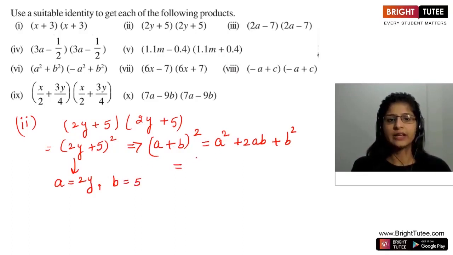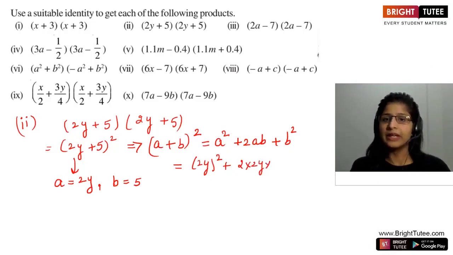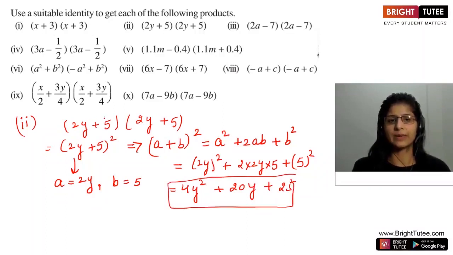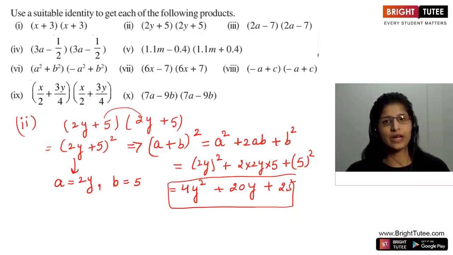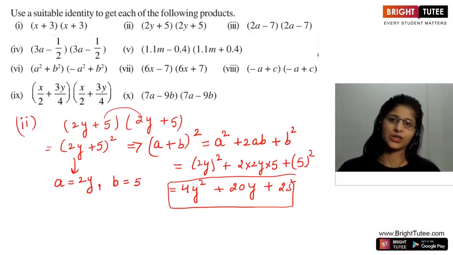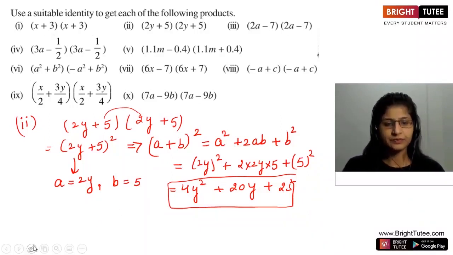Instead of a square, we will put (2y) whole square, plus 2 into a which is 2y, into b which is 5, plus b square, that is 5 whole square. So we get 4y square plus, 2 2s are 4, 4 5s are 20, 20y plus 25. So this would be the answer. When we multiply 2y plus 5 with 2y plus 5, we get this. Is it clear? Now we're going to try the next part of this question, part number 3.